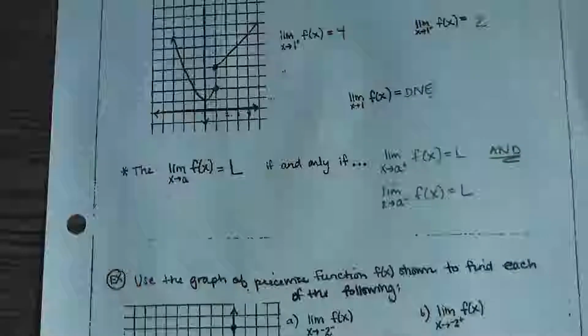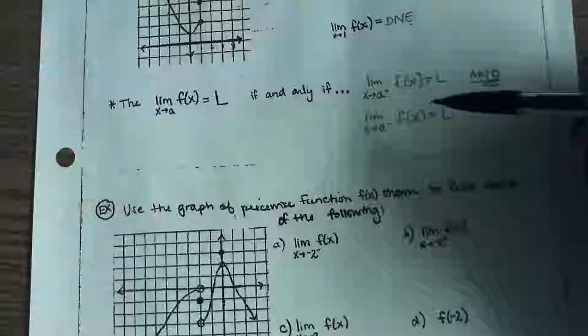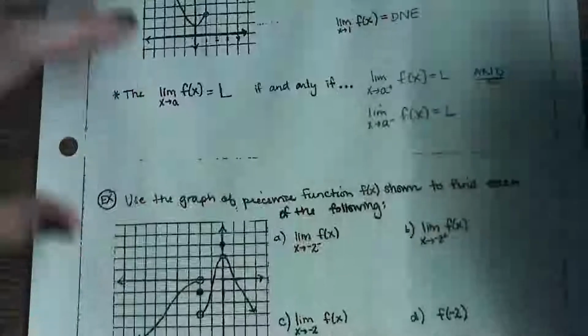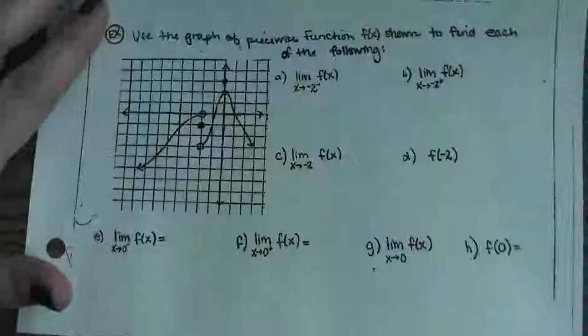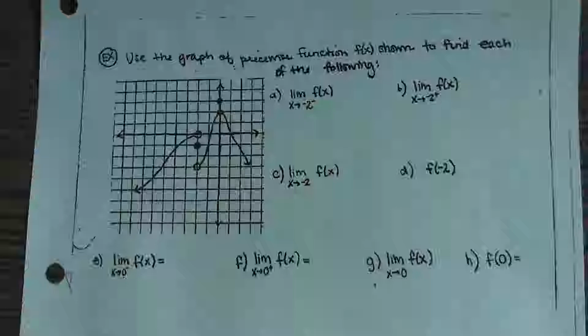Okie doke. So, really just get used to the notation because a lot of the multiple choices you'll see are very heavy in notation. You have to understand how to read it. Okay. Use the graph of the piecewise function shown to find each of the following. Go ahead on your own and try to fill in these 8.